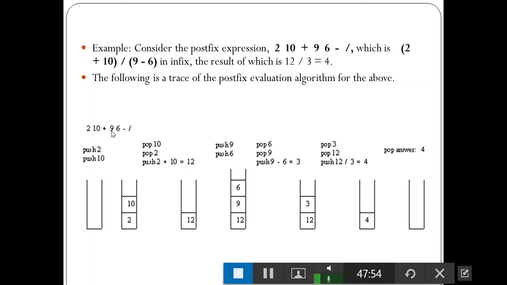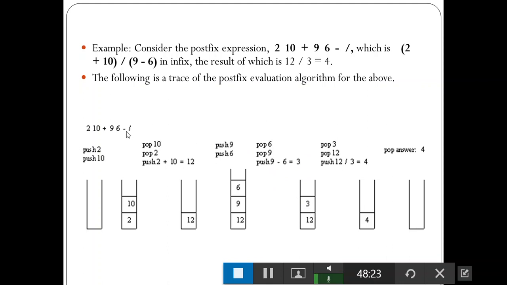Okay, now 9 and 6 are operands. Next, after plus, what we have? 9 and 6. 9 and 6 we pushed it to the stack. Now after 9 and 6, what we have? Minus. So minus is an operator. Now simply you have to pop up the two elements, 9 and 6, apply that minus onto that 9 and 6, we get what? 3. Okay, and 3 will be pushed again, the output will be pushed again into the stack, right?